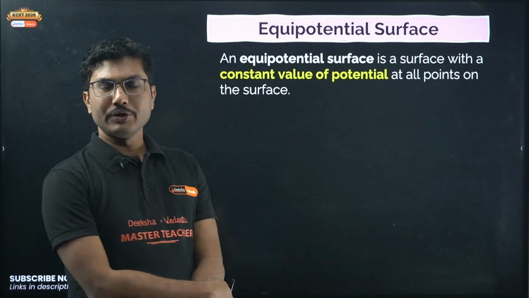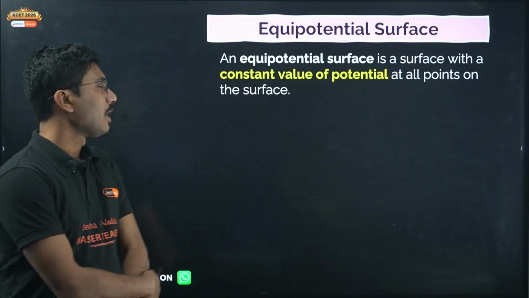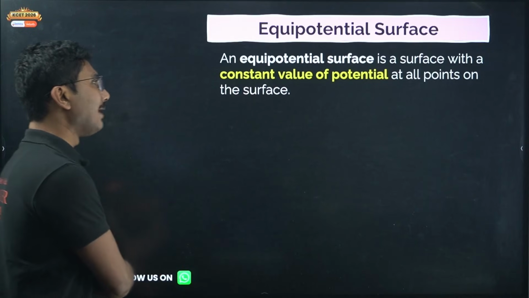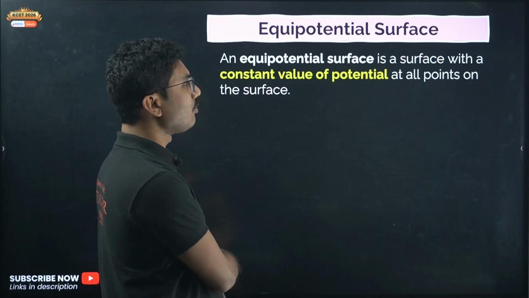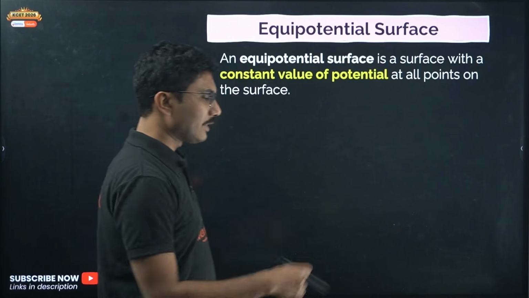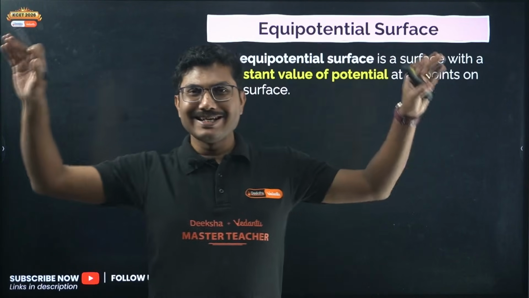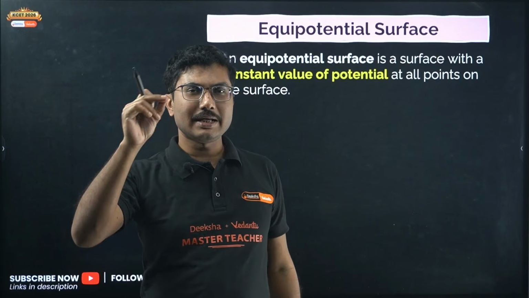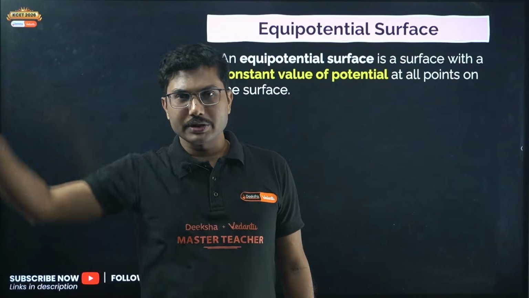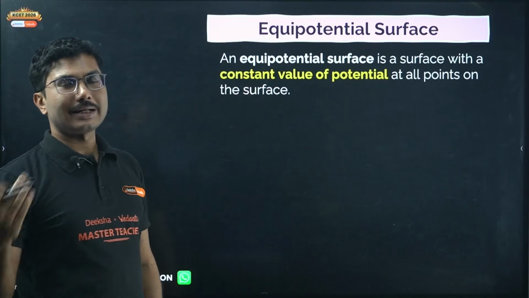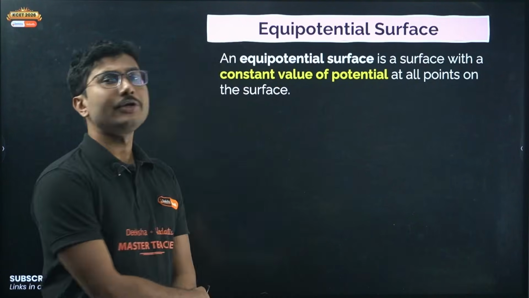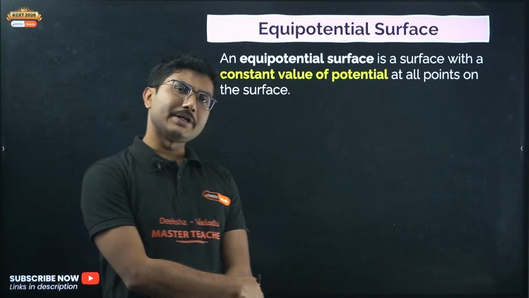So now we are moving on to equipotential surface. An equipotential surface is a surface with a constant value of potential at all points on the surface. So if we can construct a surface where electric potential is constant at each and every point, that means if I say 10 volt is the potential, the 10 volt is constant throughout the surface, then that kind of surface is called equipotential surface.